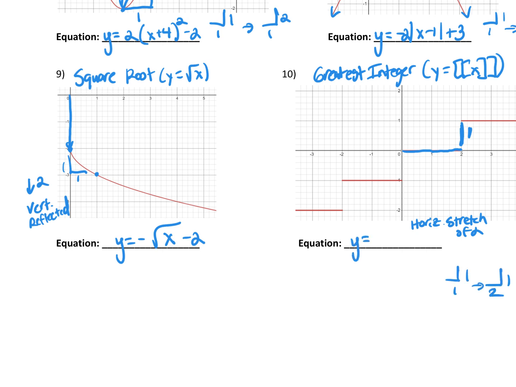So we have y equals double brackets. Now, because we're manipulating the inside for a horizontal stretch, typically you would think it's a 2, but it's the opposite. It's 1/2 x. All right, so it's always opposite for the inside of a horizontal. So we have y equals the greatest integer of 1/2 x.